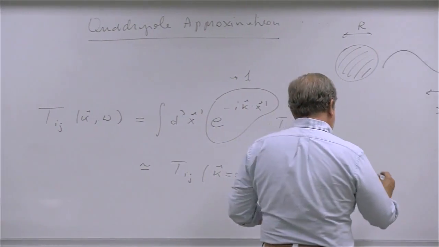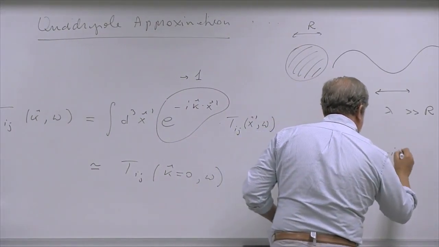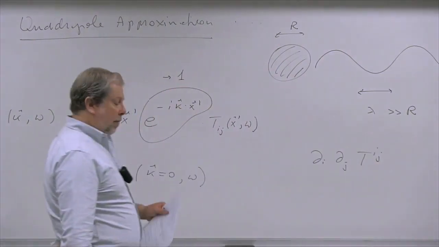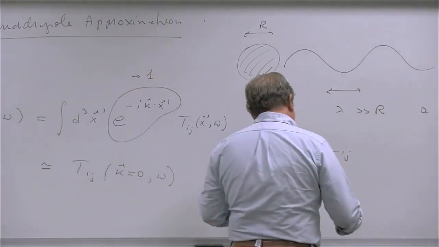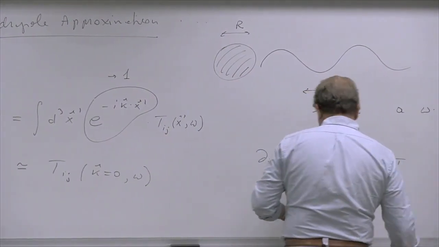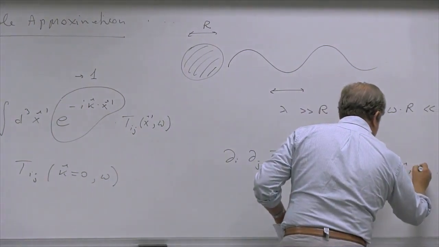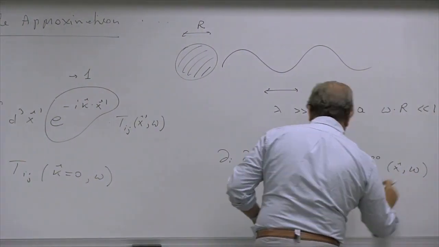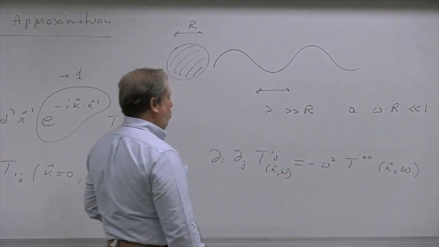They're related, of course, by the fact that this is a conserved quantity, right? It's a conserved quantity, so we have that di dj Tij, in real space, is related to the time derivatives of this, right? So this is equal to minus omega squared times the T naught naught, right? And we're talking about the parts that depend on x, where it's already Fourier transformed with respect to t. So this is true, right?